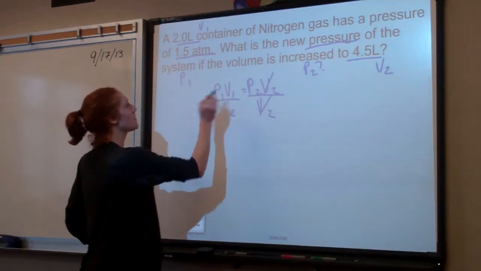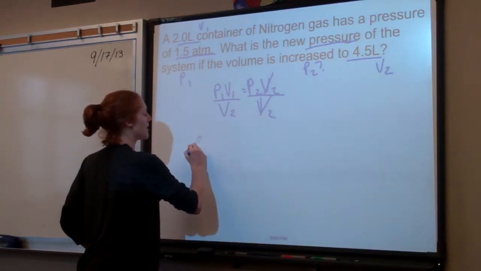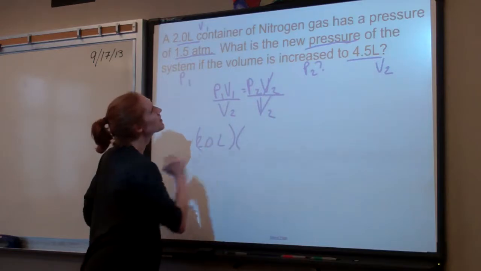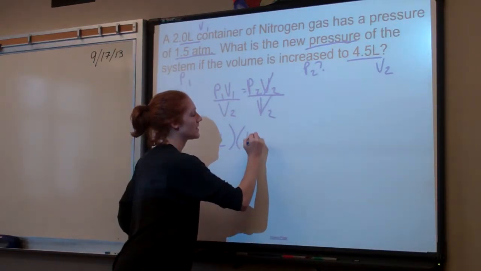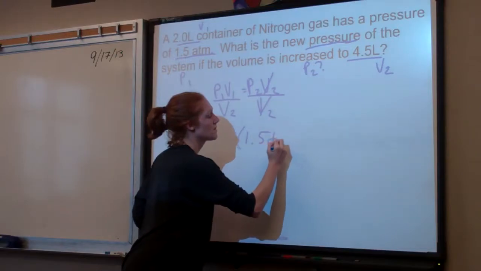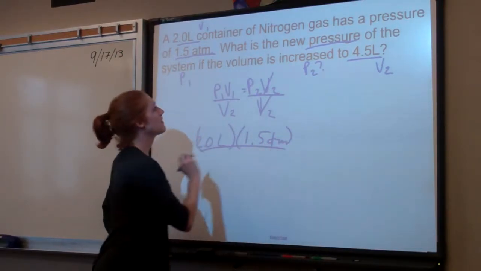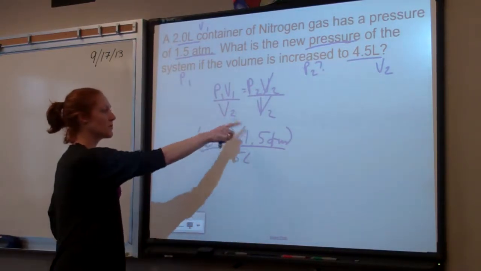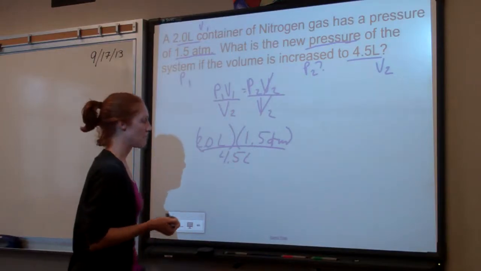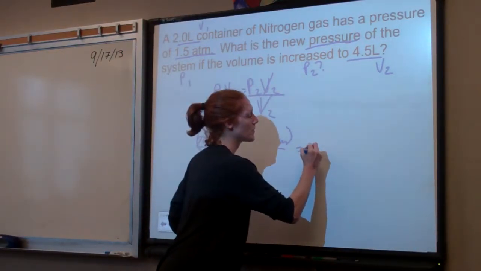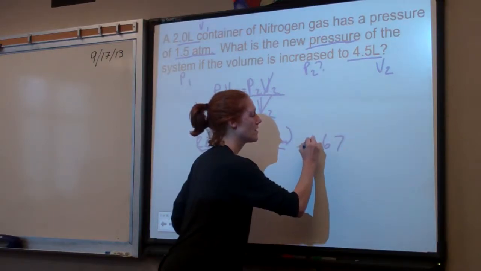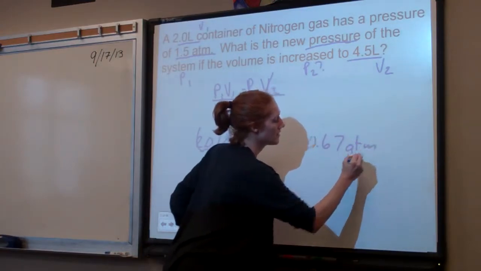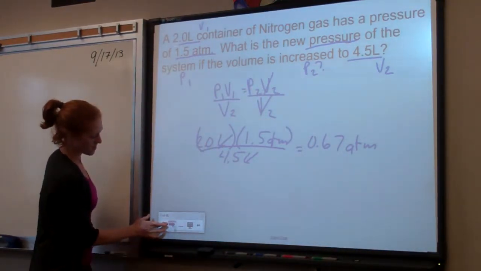Okay, so then I can plug everything in, and I've got 2 liters times 1.5 atms, atmospheres, all divided by 4.5 liters. So when you type that in, you'll go 2 times 1.5 is 3. 3 divided by the 4.5, and you'll get 0.67, or about 2/3. And the units for that, liters cancels out. My units are atmospheres. Okay, so that's our first example.